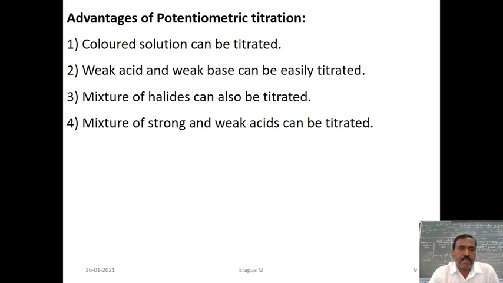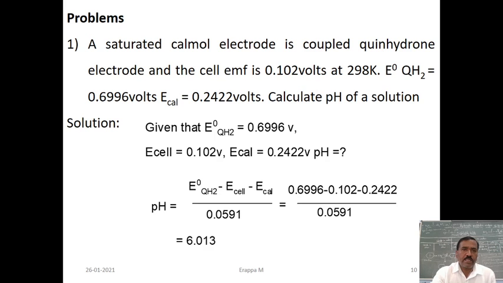But in case of potentiometric titration, colored solution can also be titrated potentiometrically. Another second one is very important: weak acid and weak base can be easily titrated, similar to the conductometric titration. Next, a mixture of halides can also be titrated, and fourth, a mixture of strong and weak acid can be titrated.